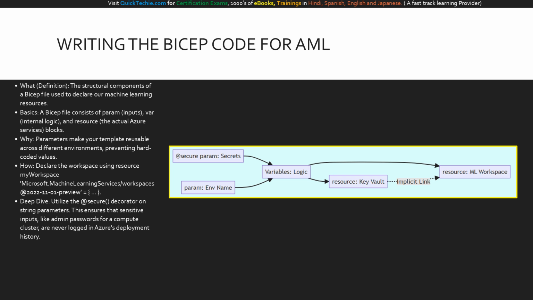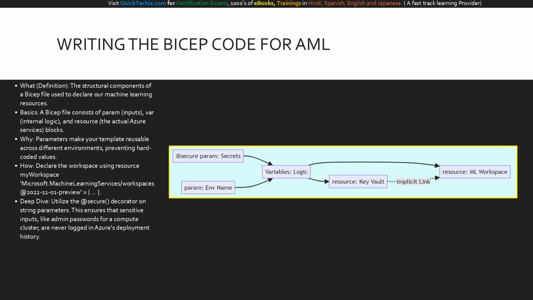For the deep dive, consider security. When passing sensitive data, such as an authentication token or password, we apply the @secure decorator to the parameter. This guarantees that the secret is masked and never exposed in plain text within Azure's deployment logs. This flow represents our Bicep code logic. On the left, we accept parameters, highlighting secure secrets and environment names.